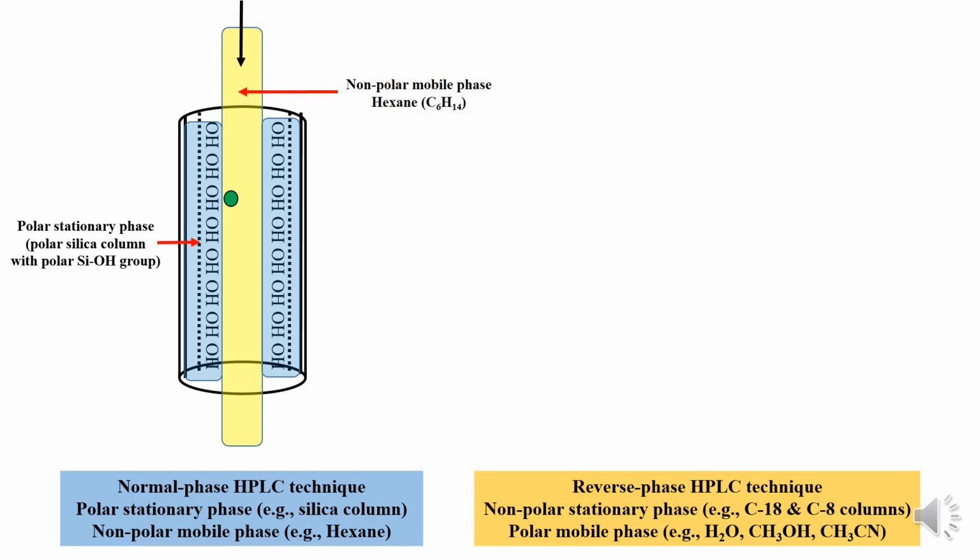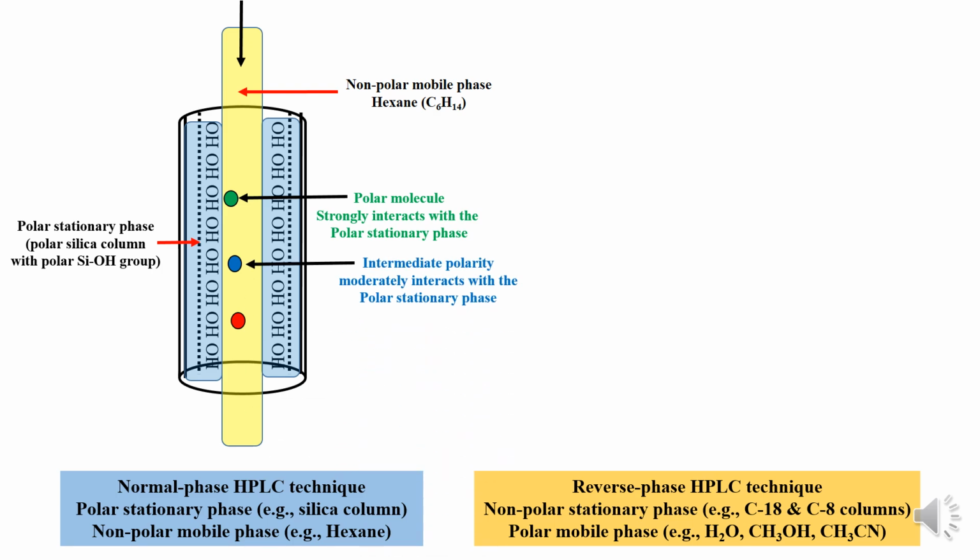Now when the sample mixture is injected into the column via the multiport valve, the components of the sample mixture travel through the column along with the mobile phase, and the relative speeds at which the components of the sample mixture travel depend on their relative affinities towards the polar stationary phase. The polar molecule strongly interacts with the polar stationary phase via hydrogen bonding and dipole-dipole interaction, and therefore it is retained for a longer period of time in the column and hence eluted later.